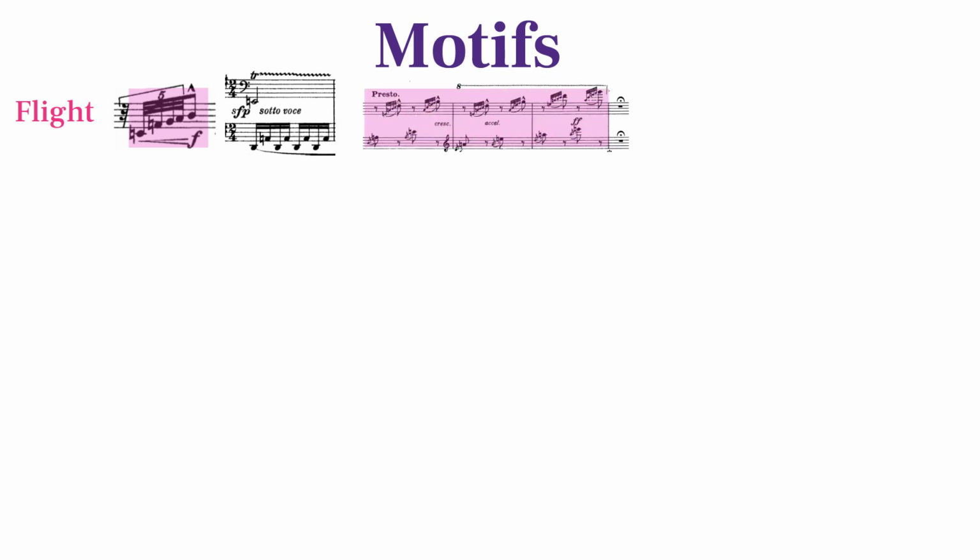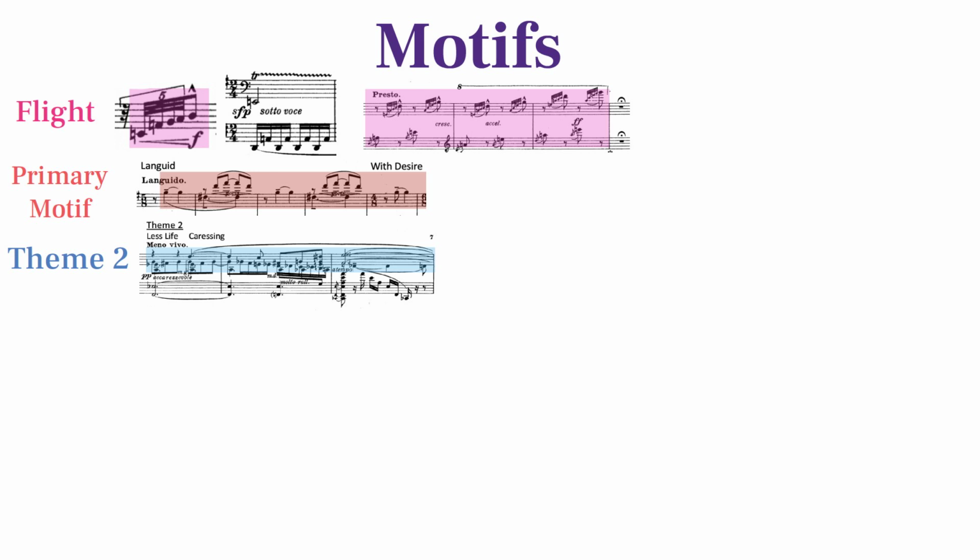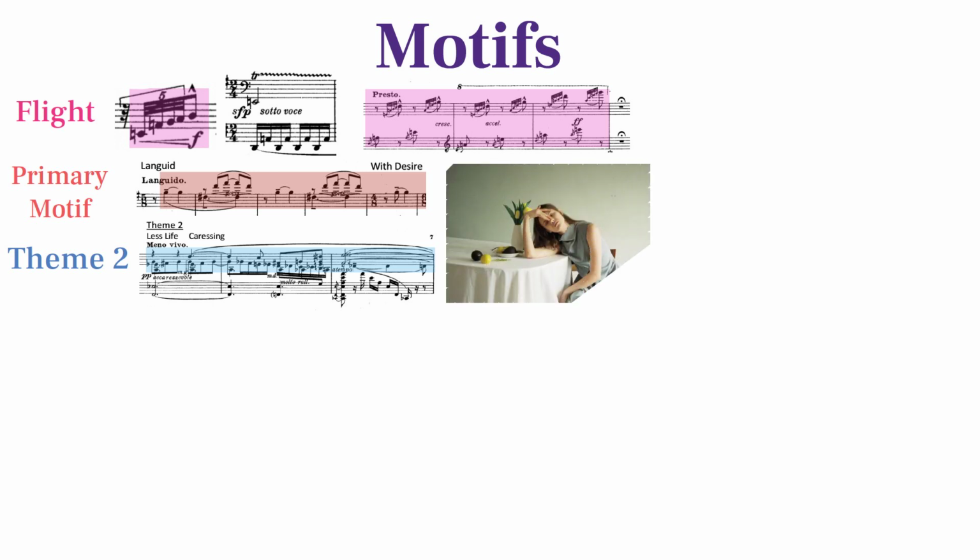First, we have our impetuous flight motif, which actually tells the entire story in a brief flutter. It begins with mysterious trills that are suppressed quietly, that eventually blossom to the highest height. Then we have the primary motif accompanied by markings like languid and desire. This theme along with theme 2 are used to represent the timid shadows of life mentioned in the poem.